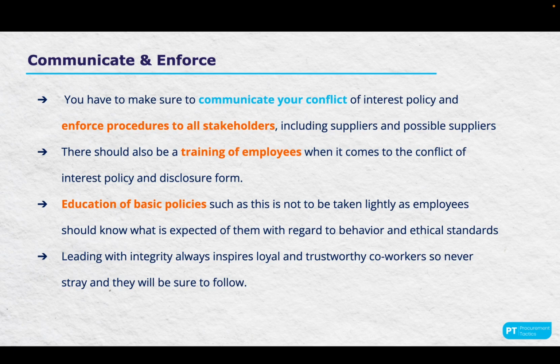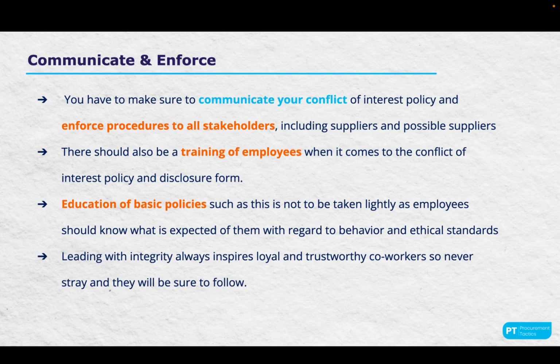Finally, we have the communicate and enforce. Making a policy and requiring conflict of interest disclosure is only the beginning of the work. You have to make sure to communicate your conflict of interest policy and enforce procedures to all stakeholders, including suppliers and possible suppliers. There should also be a training of employees when it comes to the conflict of interest policy and disclosure form, best done during onboarding, but should also be redone annually.